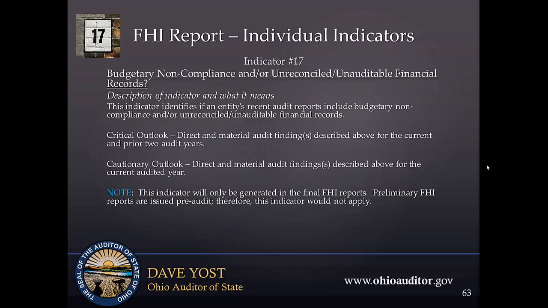For indicator 17, a critical outlook is met if the direct and material audit findings described above are for the current year and the two previous audit years. A cautionary outlook is identified when the direct and material audit findings described above are for the current audit year only. This indicator will only be generated for financial indicator reports that are final. The preliminary financial health indicator reports will not include indicator 17 since they are pre-audit.